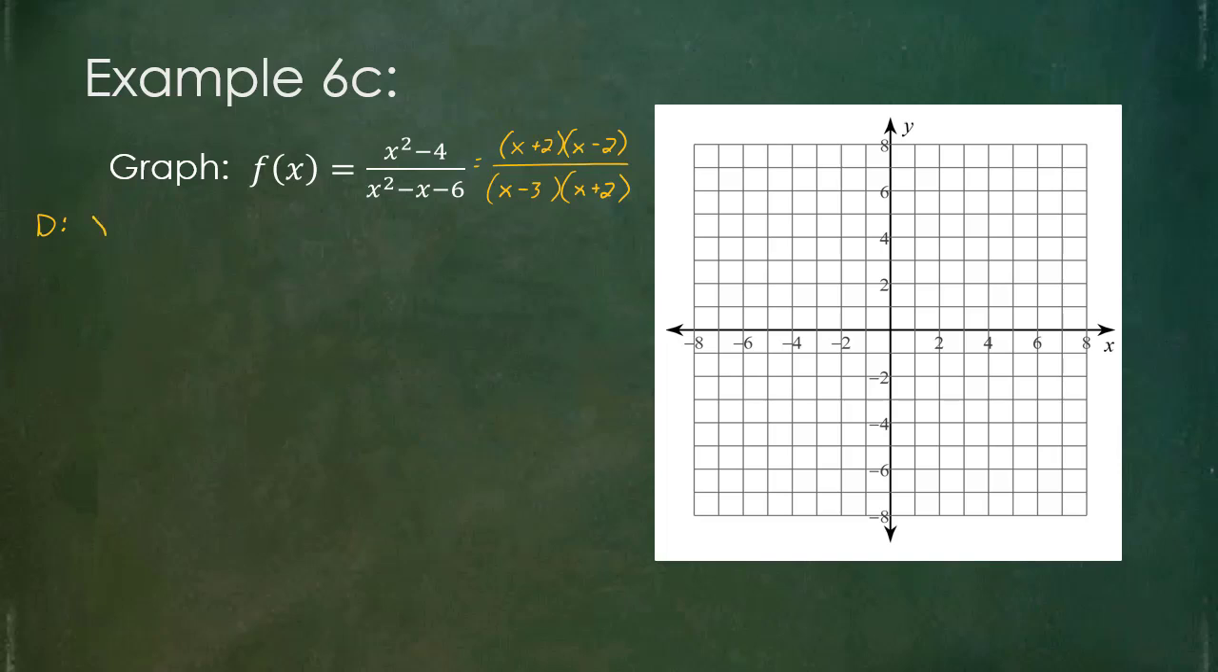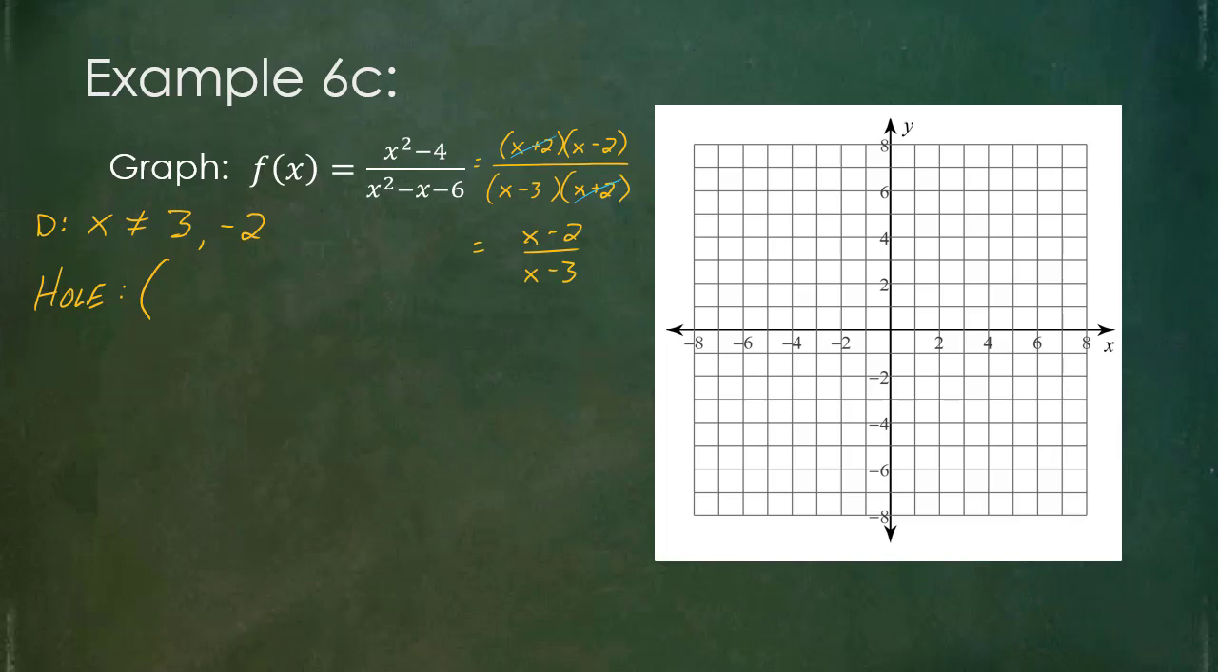So the domain for this one is going to be x just cannot equal whatever makes the bottom 0, so it looks like +3 from the first parenthesis and -2 from the second parenthesis. Since there is a factor that cancels, this x plus 2 will be able to reduce, so I actually can rewrite this as x minus 2 over x minus 3. But because something canceled, I know that there is a hole, and it's going to be at whatever the x coordinate is that makes that parenthesis equal 0.